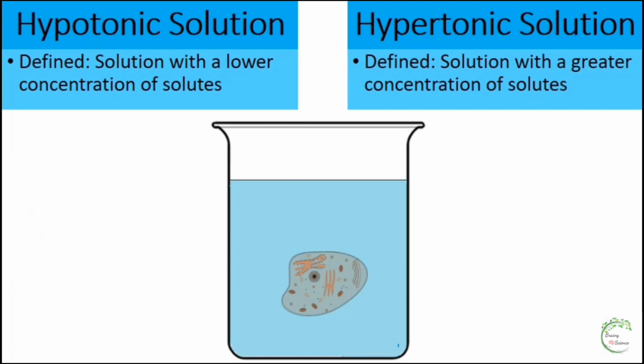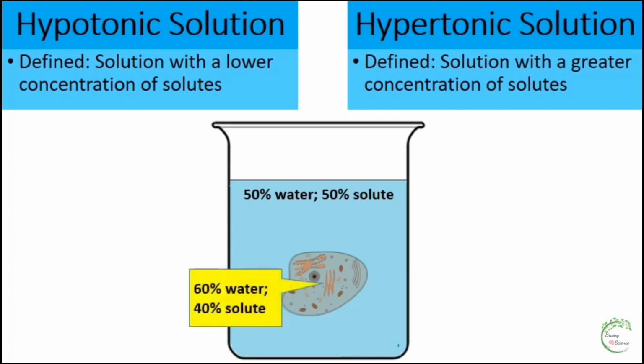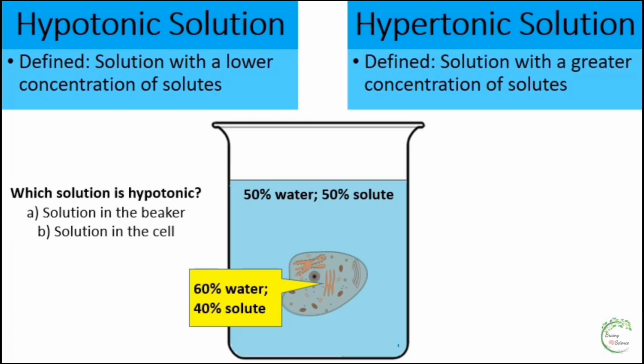Well, let's look at this situation right here. Let's change the concentration a little bit. Now pretend the solution in the beaker is 50% water, 50% solute. But the solution in the cell is still the same, 60% water, 40% solute. Which of these, choice A or choice B, which solution would be considered hypotonic?